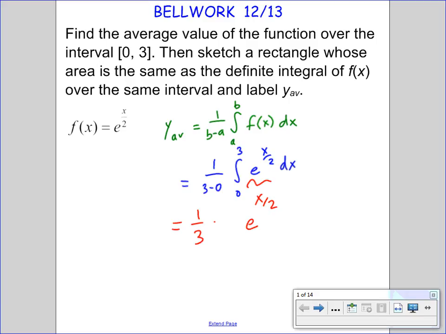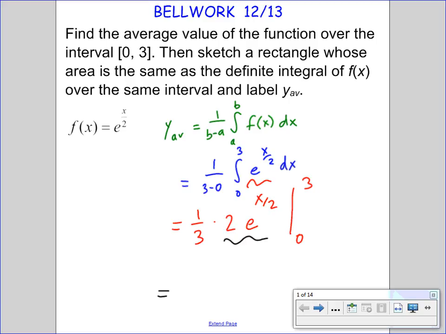And did I have a 1/2 in my original integrand? No, so I need to account for that by providing what constant? A 2, and so I'll go ahead and provide that 2 out front. There's an antiderivative function for my original integrand. And now I'll evaluate that from 0 to 3. Raise your hand if you have the correct antiderivative function, the 2e to the x over 2. Great. So that's a good setup for today.